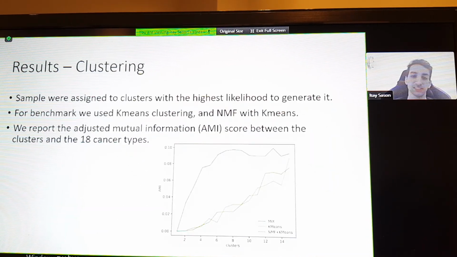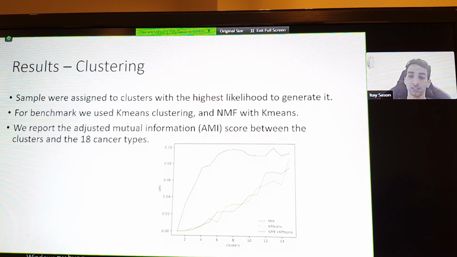For our last task on this dataset, we used MIX to cluster samples. We ranged the number of clusters from 1 to 15 and reported the adjusted mutual information score between the learned clusters and the cancer types. The adjusted mutual information takes two clusterings as input and gives a high score if they are in agreement.